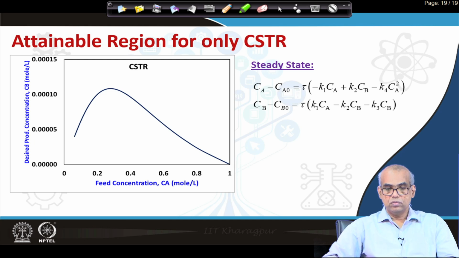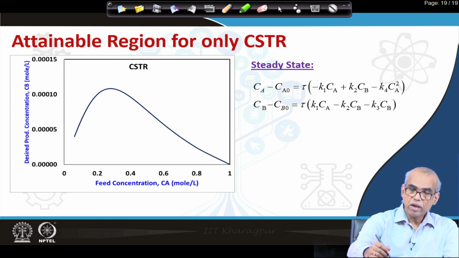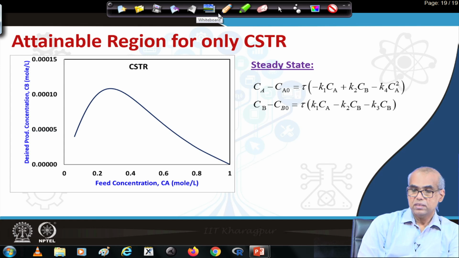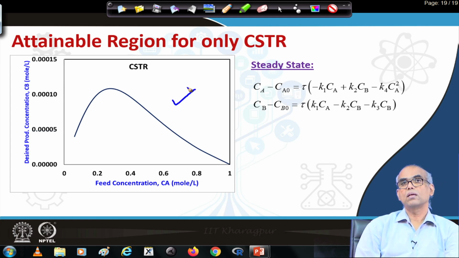So, to obtain the CSTR locus, we solve these two CSTR steady state equations for a range of values of tau, and we have plotted CA, CB values on the concentration space CA versus CB, and we have obtained this feasible region. So, this is the candidate region for the attainable region for only CSTR.